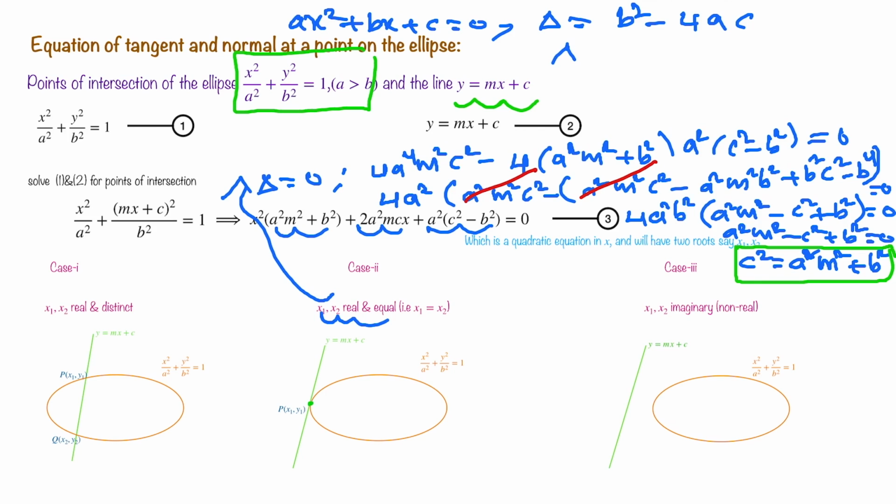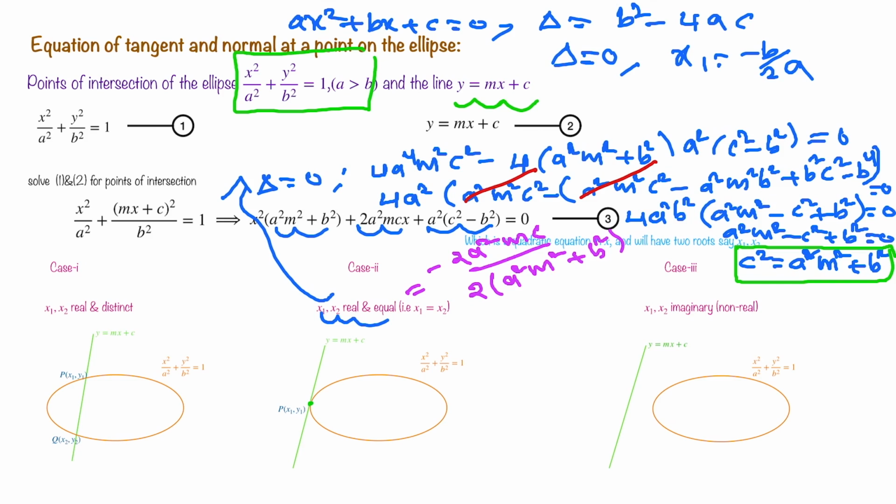We know that when we have real and equal roots, the real and equal root x1 will be equal to minus b by 2a, right? So in this case, the real and equal root will be minus b, which here is minus 2a square mc, by 2a, where a here means a square m square plus b square. Okay, fine. If you cancel 2 and 2, what do we get? x1 equals minus a square m by c. What should c be here? c could be plus or minus under root a square m square plus b square.